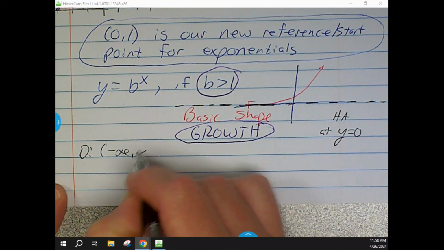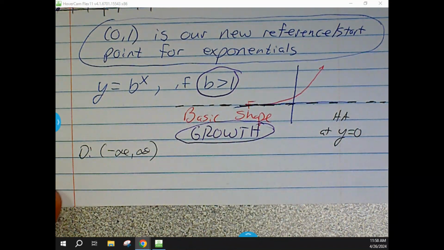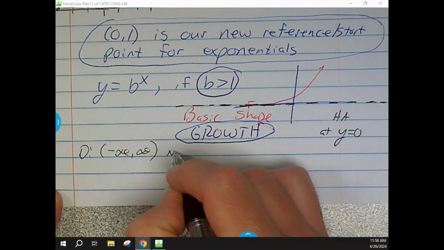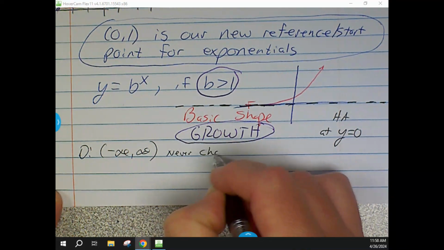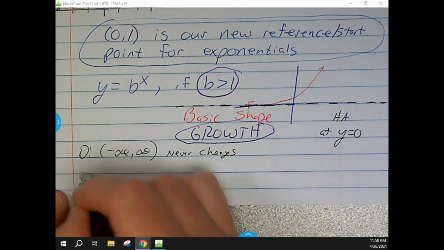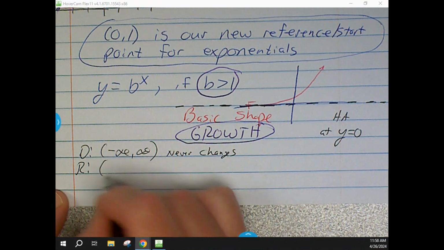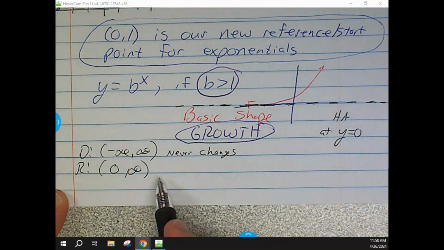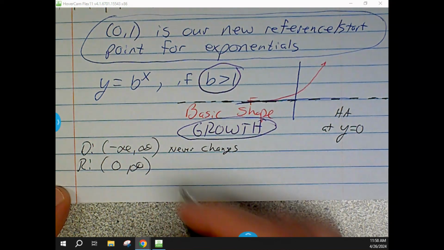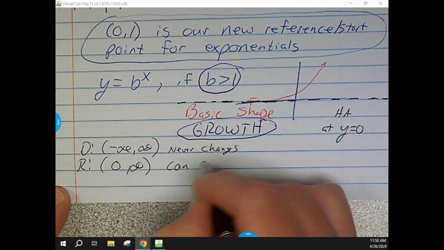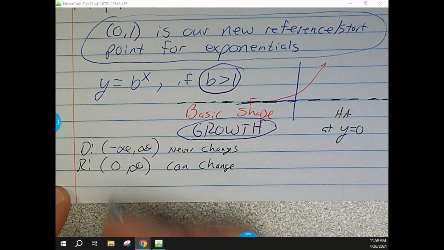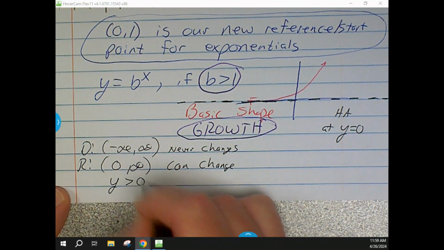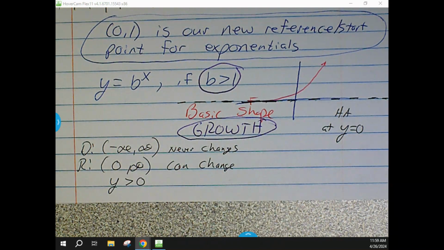All right, domain and range throws back in there at you. Domain is negative infinity to infinity. That part never changes. Your range for this one, we're going to go from 0 to infinity because, again, that's where it starts there at 0 and heads up that way. This one, though, is going to change. Or we'll say it can change. Or, again, we could say it's y greater than 0.